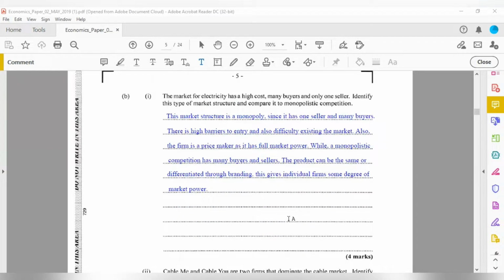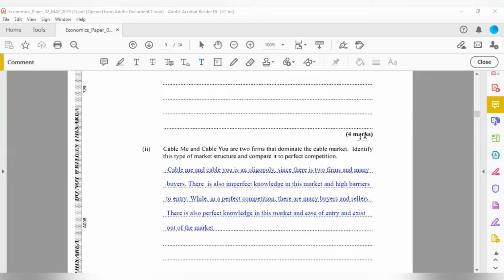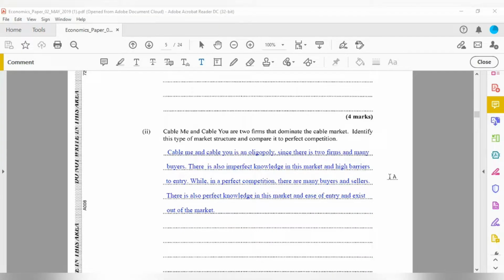That's full marks. Cable Me and Cable U are two firms that dominate the cable market. Identify this type of market structure and compare it to perfect competition. Cable Me and Cable U is an oligopoly, since there are two firms and many buyers. There is also imperfect knowledge in this market and high barriers to entry. While in a perfect competition, there are many buyers and sellers. There is also perfect knowledge in this market and an ease of entry and exit out of the market.